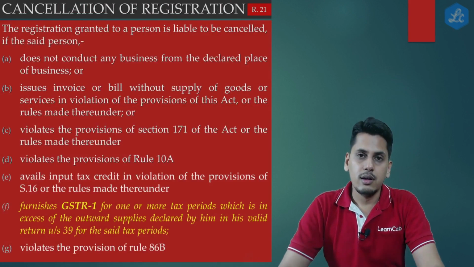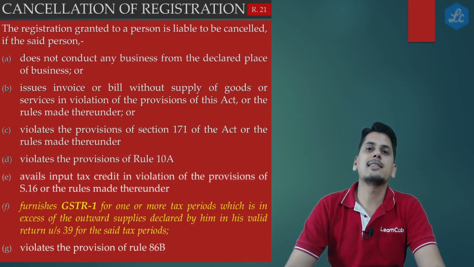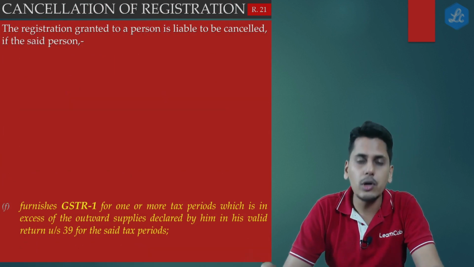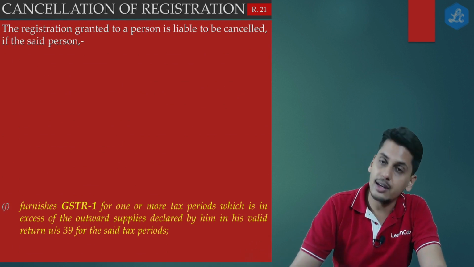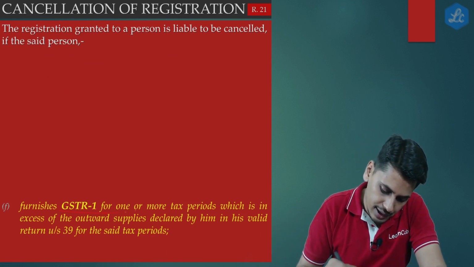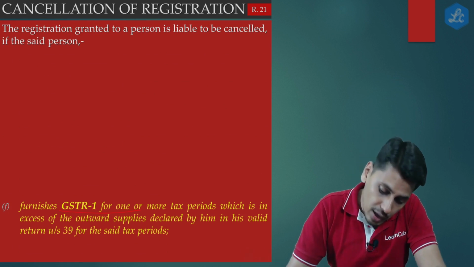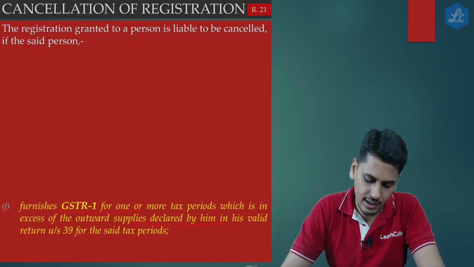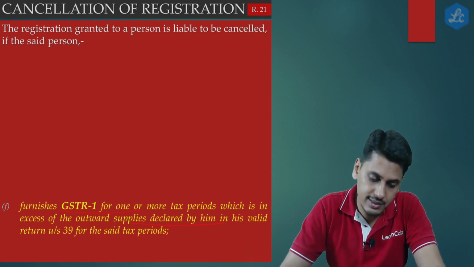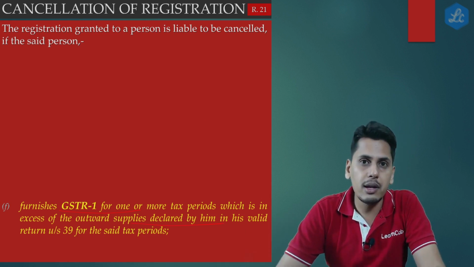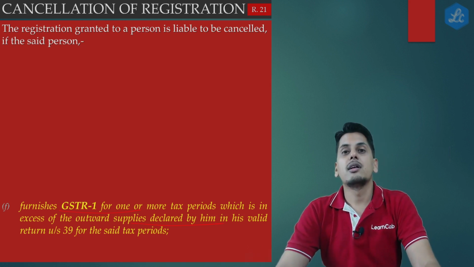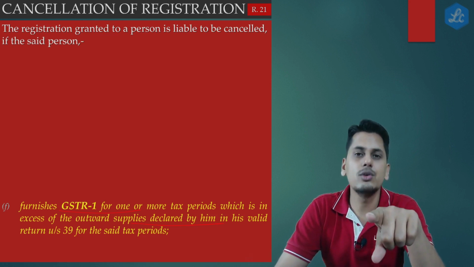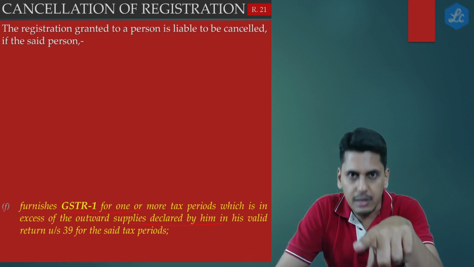The answer is no. Let's revisit the grounds for cancellation of registration, the grounds where the proper officer can suo motu initiate cancellation of registration. It says, if a registered person furnishes GSTR 1 for 1 or more tax periods which is in excess of outward supplies declared by him in his valid return under section 39 for the said tax periods, the registration is liable to be cancelled. So friends, the summary is, Rule 59 forces you to file GSTR 3B.